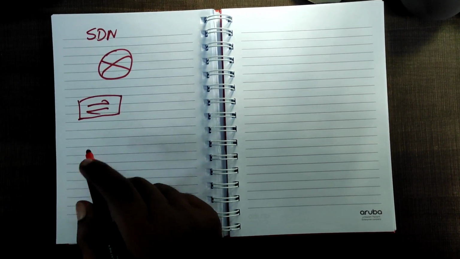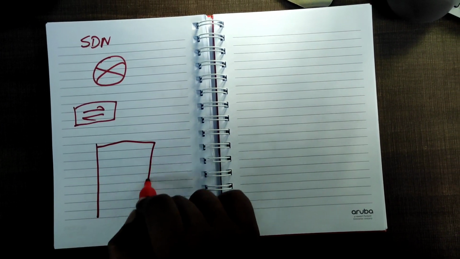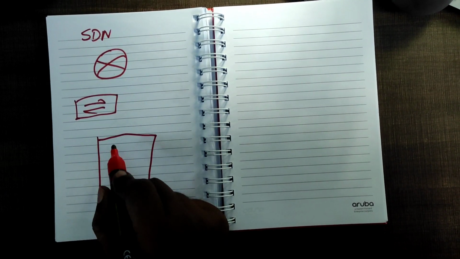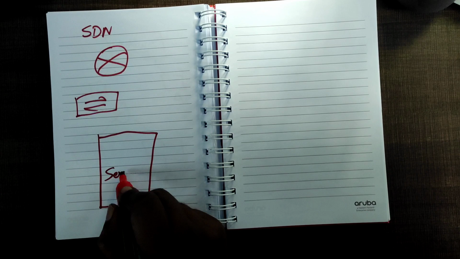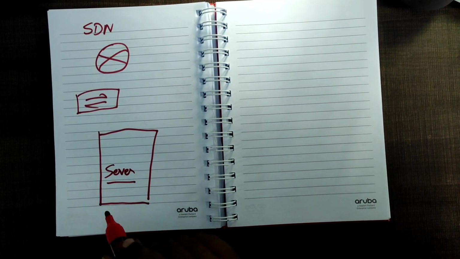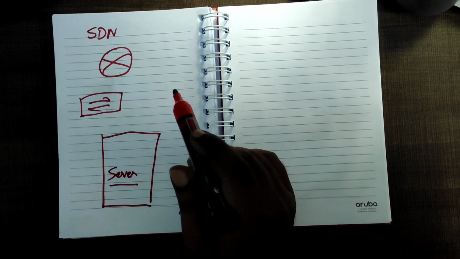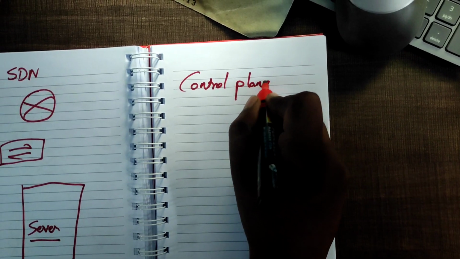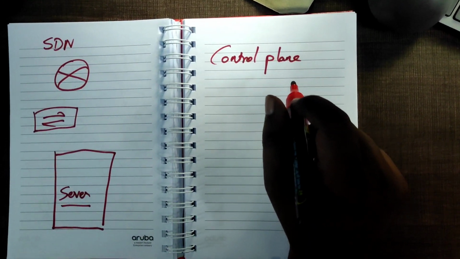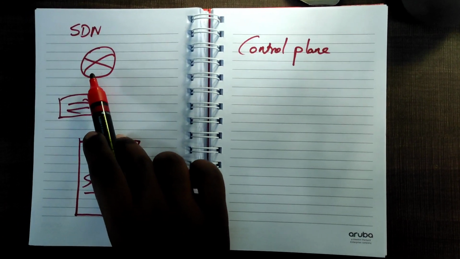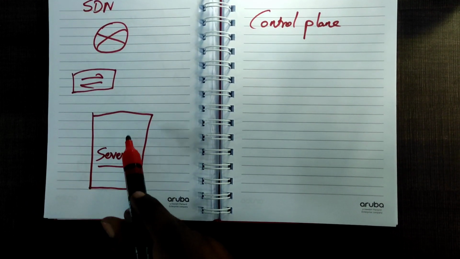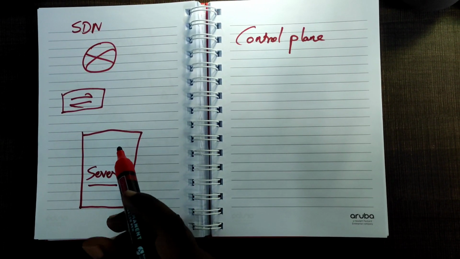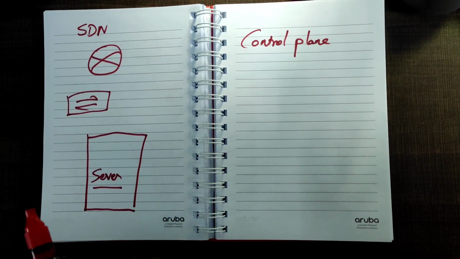Now what we are going to do is put the routing and switching into software, and install that software inside the server. The software is going to take care of your control plane. Instead of using a hardware router and a hardware switch, inside the server we are going to use software defined networking for switching and routing.